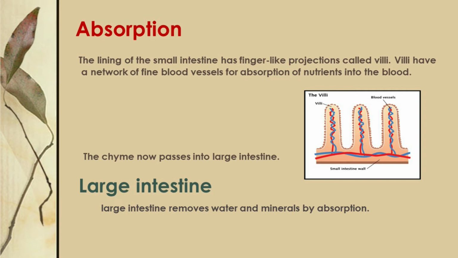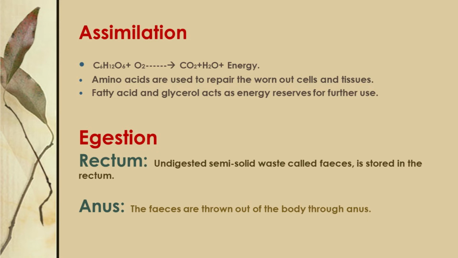After the digestion of the carbohydrates, proteins and fats, the chyme now passes into the large intestine. The large intestine removes the water and minerals by the process of absorption. Now, after absorption, assimilation of the nutrients takes place. The nutrients that are absorbed into the blood are assimilated into the whole body.